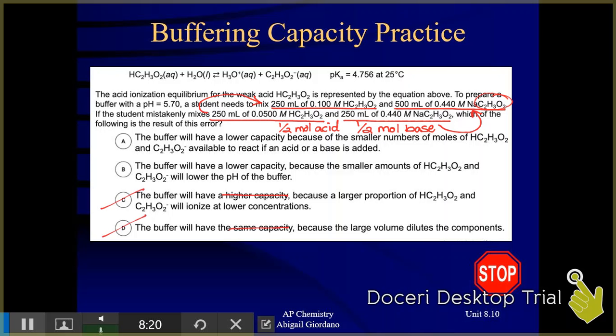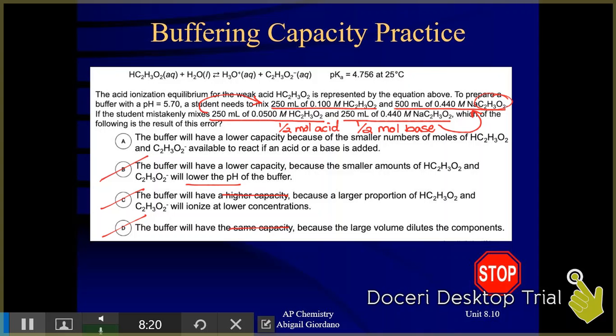But the reason, what is the reason why? Okay, answer choice B says because the smaller amounts of the acid and conjugate base, which I do have smaller amounts, are going to lower the pH of the buffer. And that's not true, because if you'll notice, I have lessened the acid and the conjugate base by the exact same amount. So remember, the pH of the buffer system is determined by the ratio between these things, and the ratio is going to stay the same. So the pH is not going to change. What is going to change is the buffering capacity.